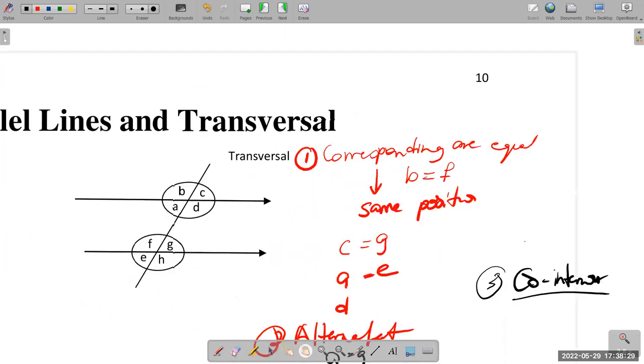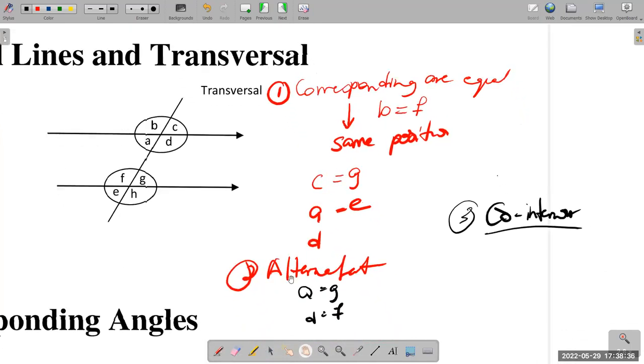So let's go. Co-interior. Go over the alternate real quick, no problem. So alternate angles form by the two parallel lines in the letter of a Z, right? So when you look at it, there are the angles on the opposite side of the transversal. So if you look at it, look at the Z, A is in between. It always happens in between the two parallel lines.